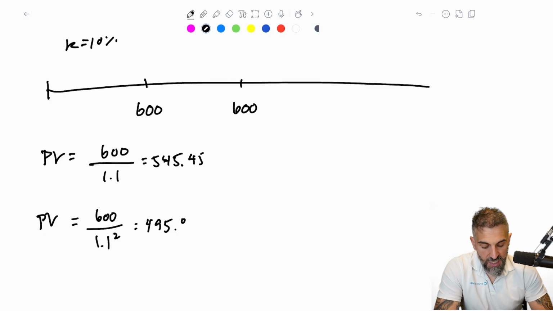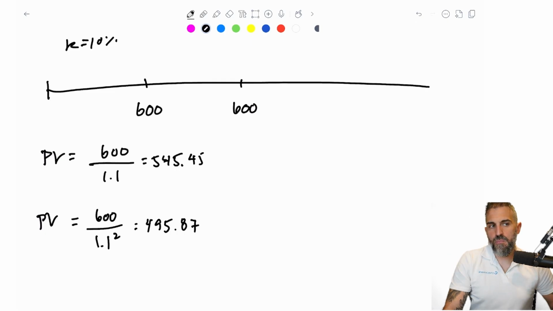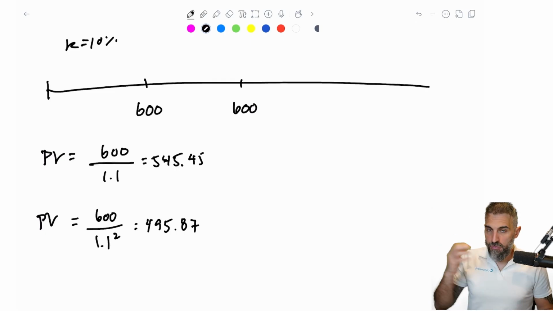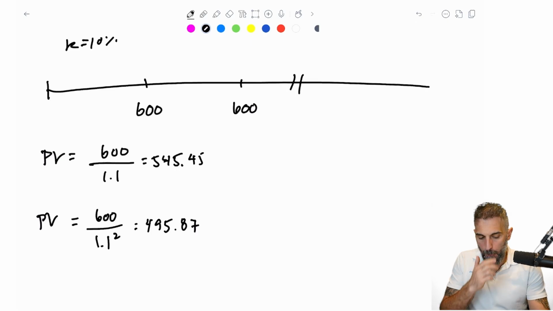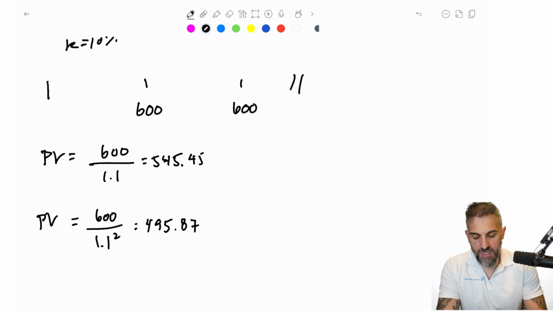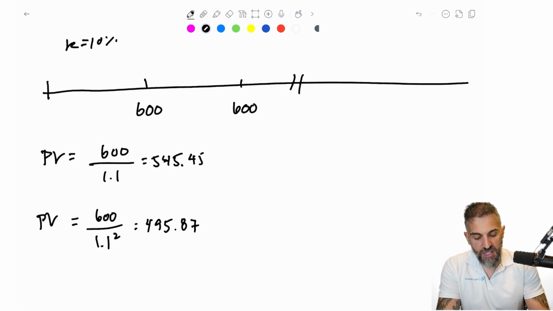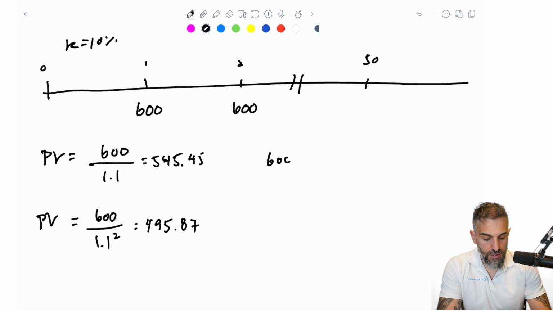But what I want you guys to pay attention to is the fact that it decreased. And this will happen forever. So now let's jump ahead to time, because it's going on forever, right? Let's jump ahead to time 50. This is time 2, time 1, time 0. Let's go to time 50. So that would be 600 divided by 1.1 to the 50.